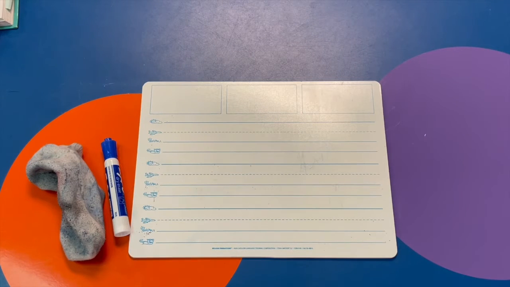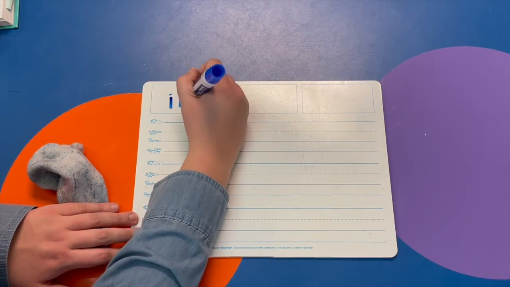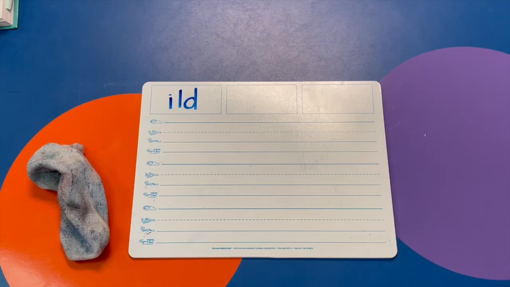Okay, friends, grab your dry erase or a notebook or just some paper and let's do some dictation today. I'm going to start with some sounds. Let's see if you can write the letters that make these sounds. Write the letters that glue together and make the sound ild, like in the word wild. Very good. I-L-D says ild.